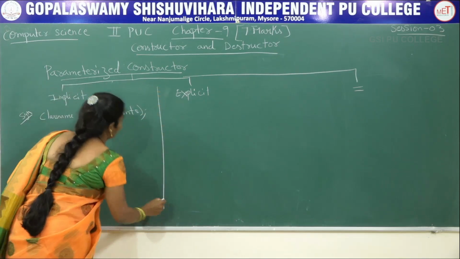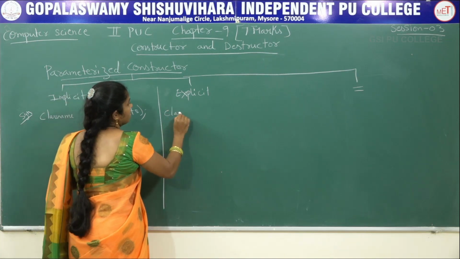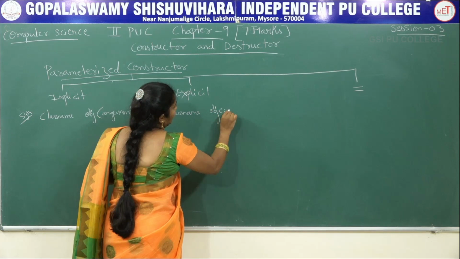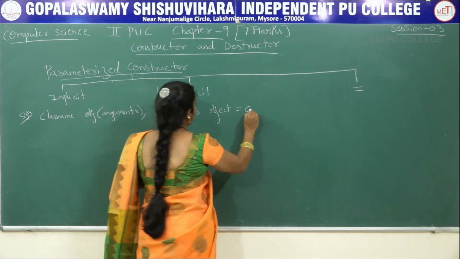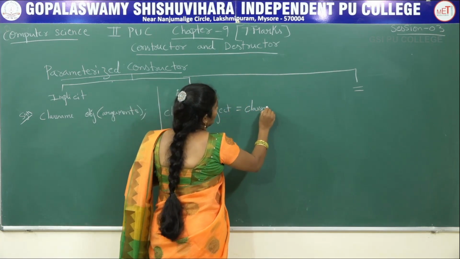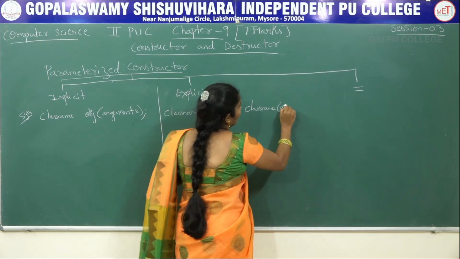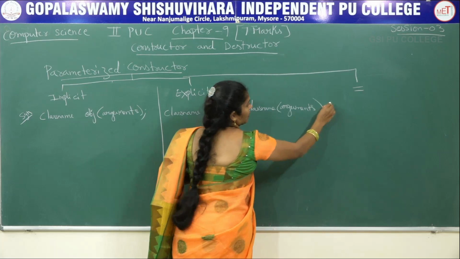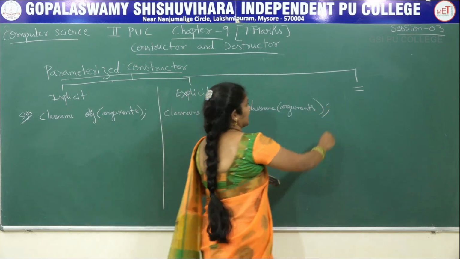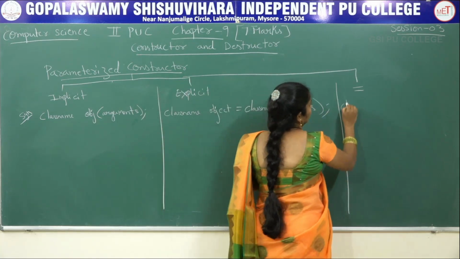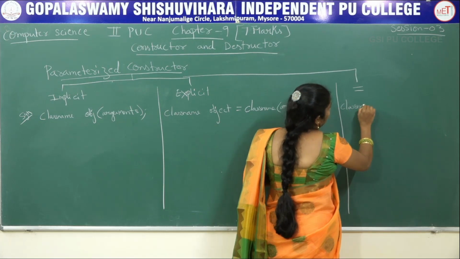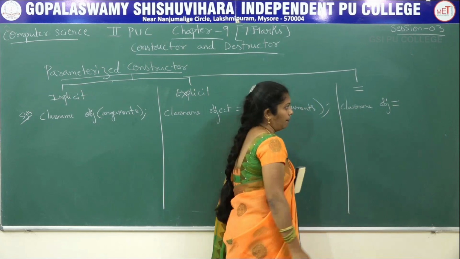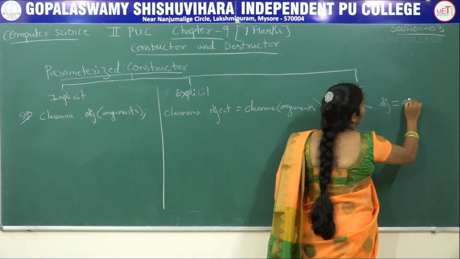Whereas in explicit call, class name, object, then equals, once again class name, inside the bracket arguments. Whereas in the last case, directly we write class name, then object, then assignment operator, then argument.